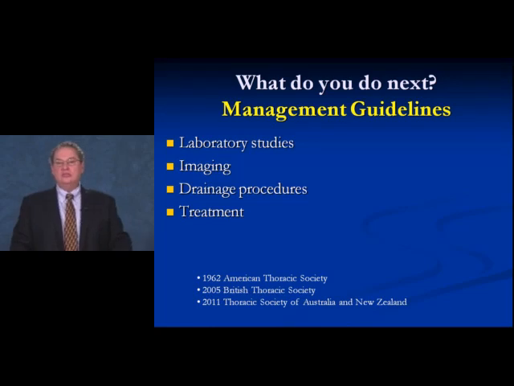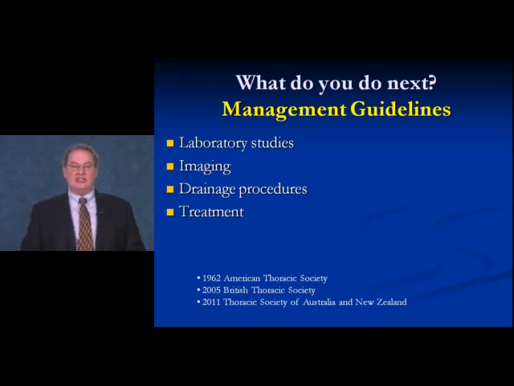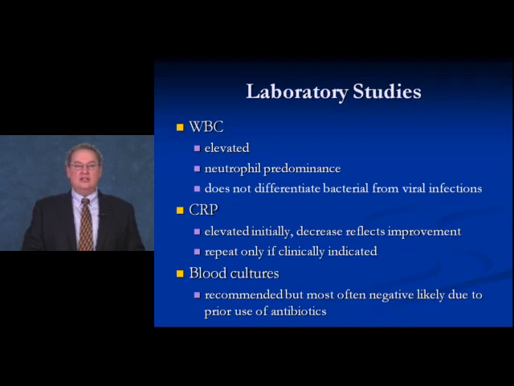So then what do you do? Well, following the guidelines, having done the laboratory studies and the imaging, you may want to consider whether this is a child who you would need to perform a drainage procedure, and then finally make a decision about her treatment. And this is taken not only from the US guidelines, again published in 2011, but the American Thoracic Society guidelines published in 1962, the more recent British Thoracic Society guidelines in 2005, and the Thoracic Society of Australia and New Zealand guidelines, which were published in 2011.